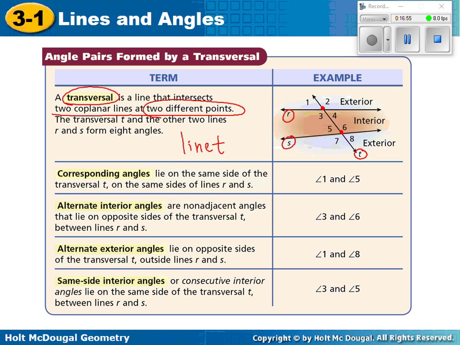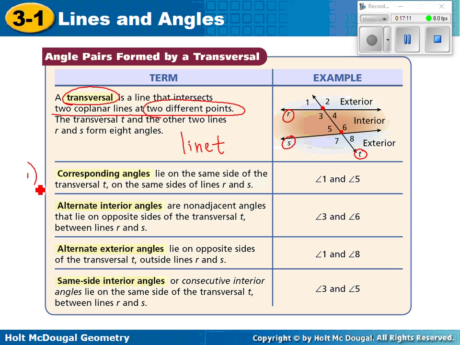So anytime you have a line that intersects 2 other lines, you can call that a transversal. When a line intersects 2 other lines, it forms 8 angles. In that picture, there are 5 different angle pairs that we're going to talk about.